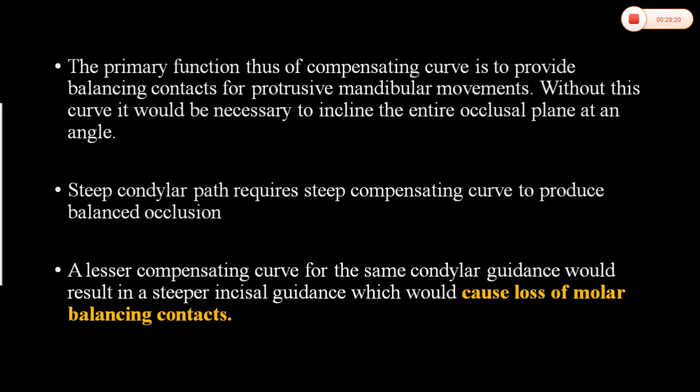The primary function of the compensating curve is to provide balancing contacts for protrusive mandibular movements. Without this curve, it would be necessary to incline the entire occlusal plane at an angle. So the main function of giving a compensating curve is to provide balancing contact for protrusive mandibular movements. Mandibular movements take place according to the condylar path. So depending on this condylar path, the compensating curve has to be established to attain contacts during the mandibular movements. Steep condylar path requires steep compensating curve.